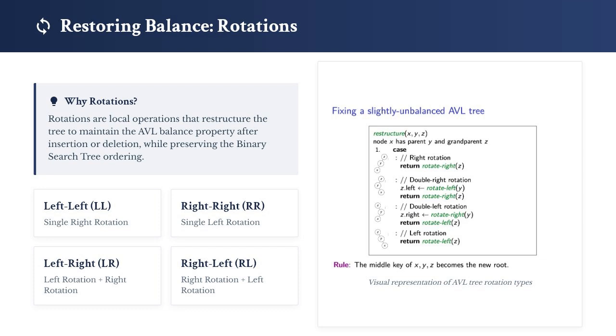Single rotations are for left-left and right-right cases. These are used when the imbalance is in a straight line. Double rotations are for left-right and right-left cases. These are used when the imbalance forms a zigzag pattern. Let's look at each type in detail to understand how they work and when to apply them.